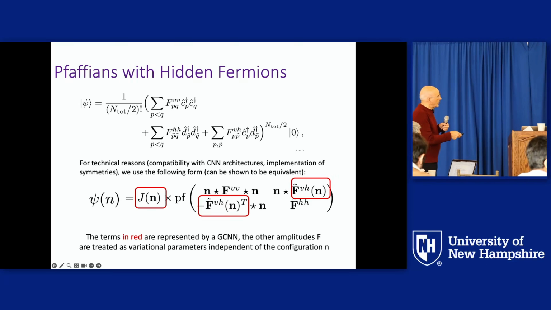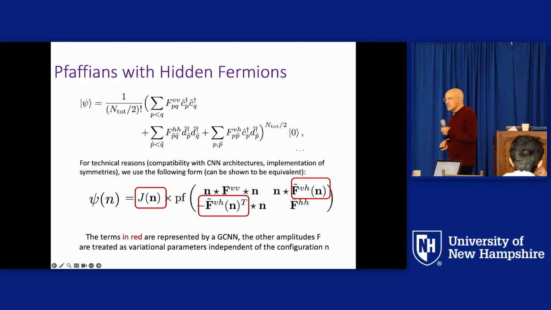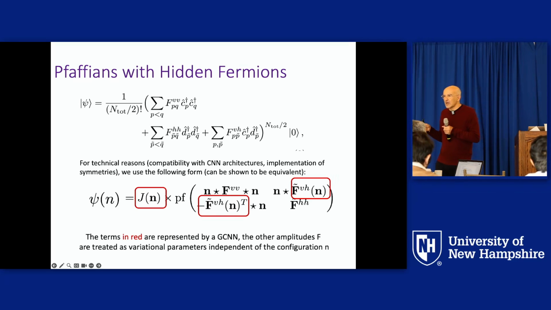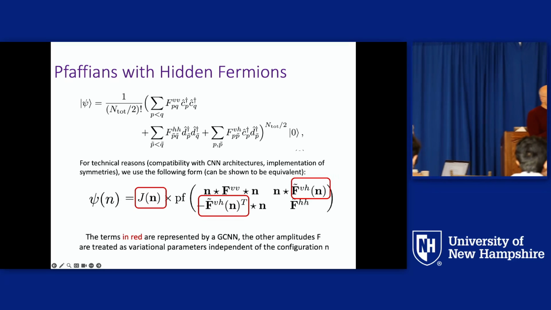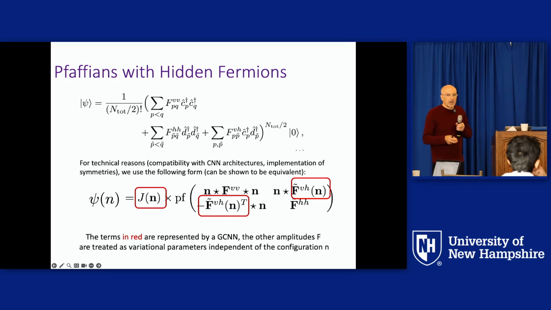Okay, so the boxes in red here are the terms in this Pfaffian that we're going to represent as neural networks. And the other ones, FVV and FHH, are going to be optimized as independent amplitudes. So this means that the red things depend on the configuration of your physical fermions, while those are amplitudes that are independently optimized of the configuration.